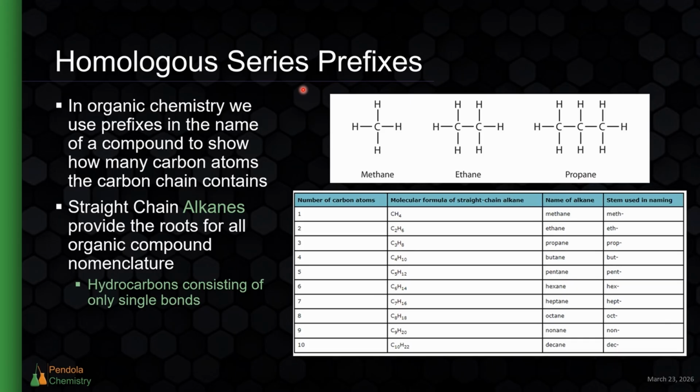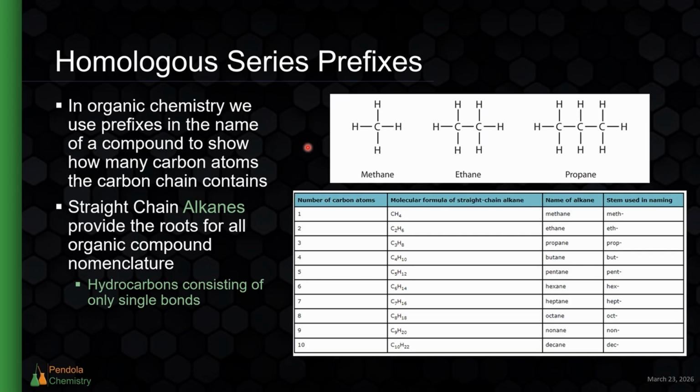Now, the basis of organic nomenclature is going to be the alkanes. The alkanes are the most basic group of organic compounds we can have. They're hydrocarbons, meaning again that they're made of carbon and hydrogen, that consist only of single bonds, meaning they're the most basic type of compound in organic chemistry. It's just carbon and hydrogen, everything's single bonded, and they can be arranged in a number of different ways.